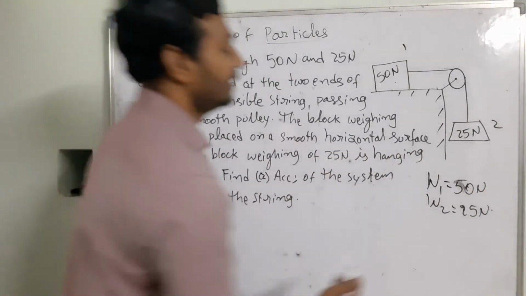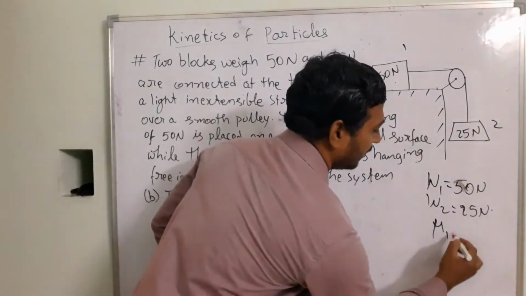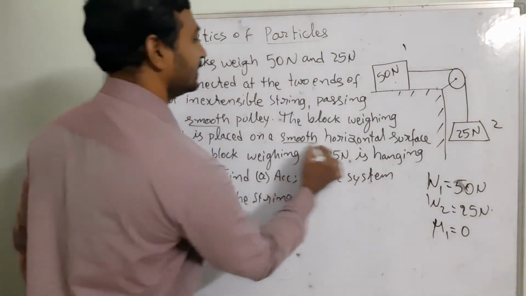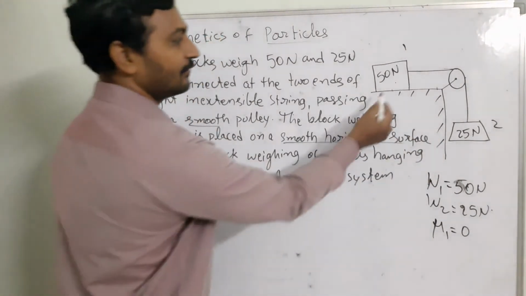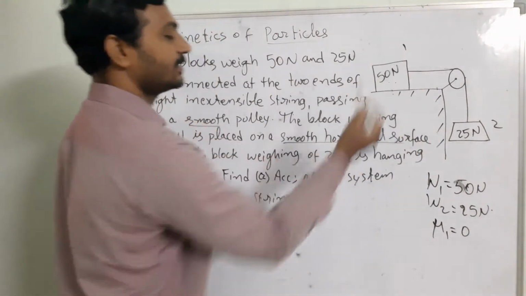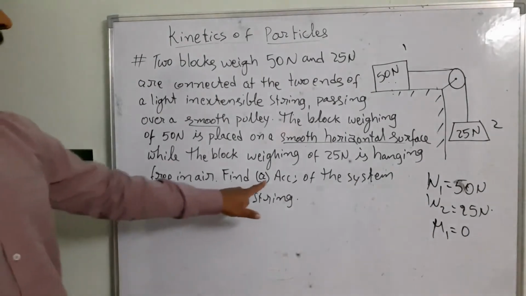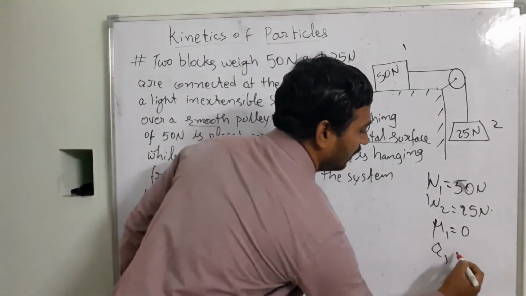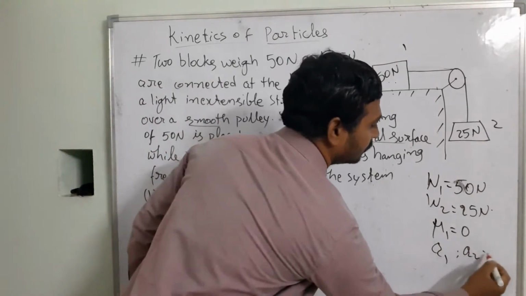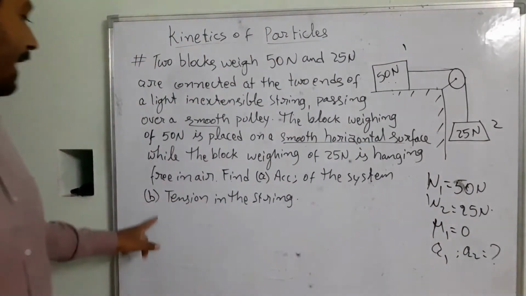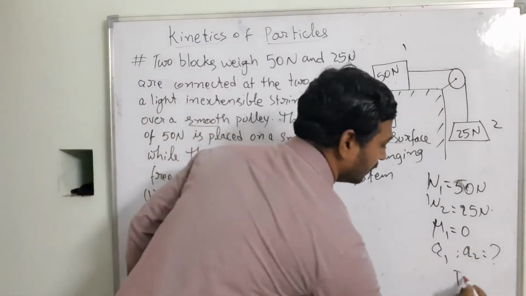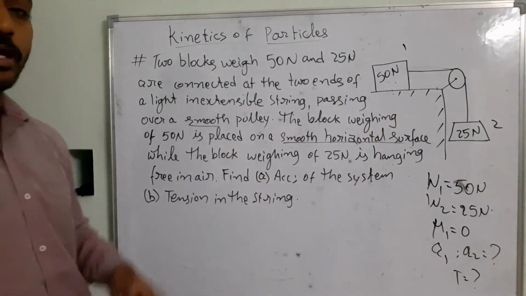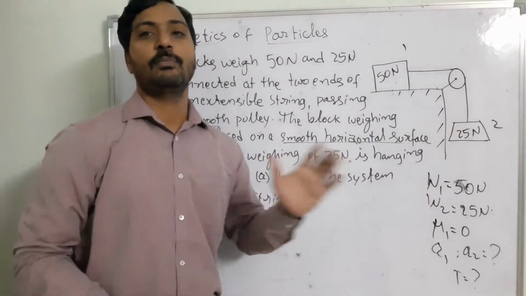So it means that mu1 I am going to take as equal to 0, because this is a smooth surface on the horizontal. That means the friction between the body and the horizontal plane is zero. And what you want to calculate: you need to find the acceleration of 1, the acceleration of 2, and the tension in the string also needs to be calculated. So how are we going to do it? Initially we are going to take the free body diagram.